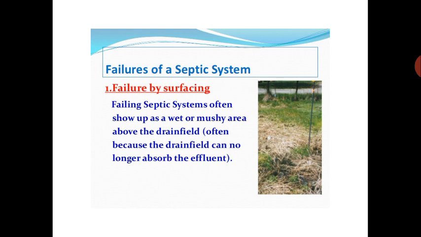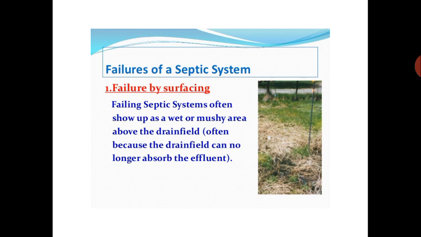Then what are the failures in the septic system? The first one is failure by surfacing. The failure in the septic system often shows as a wet, mushy area above the drain field, often because the drain field can no longer absorb the effluent. Most of the time, what we are speaking about, the drain field, is the ultimate disposal area.